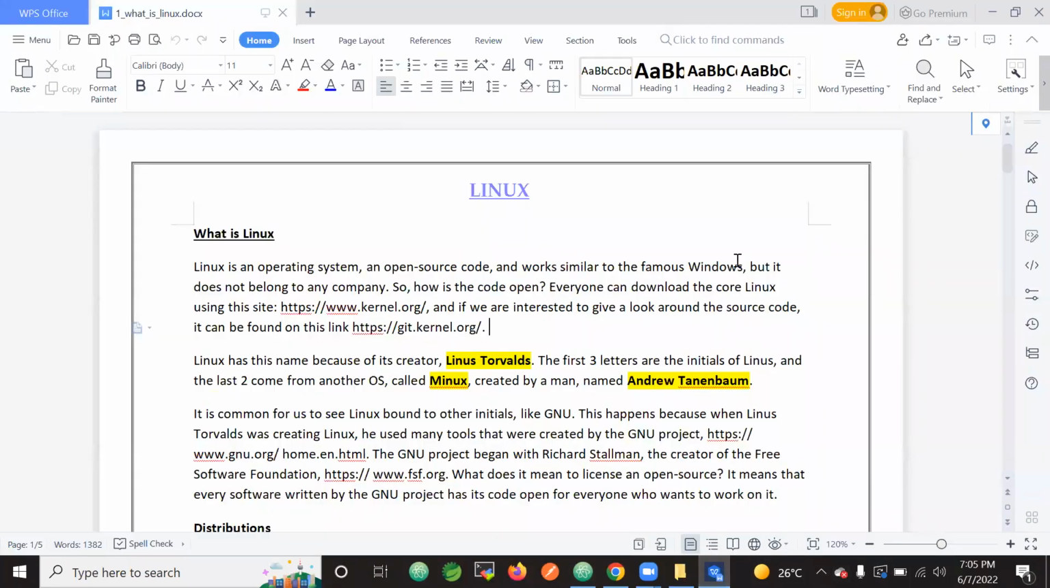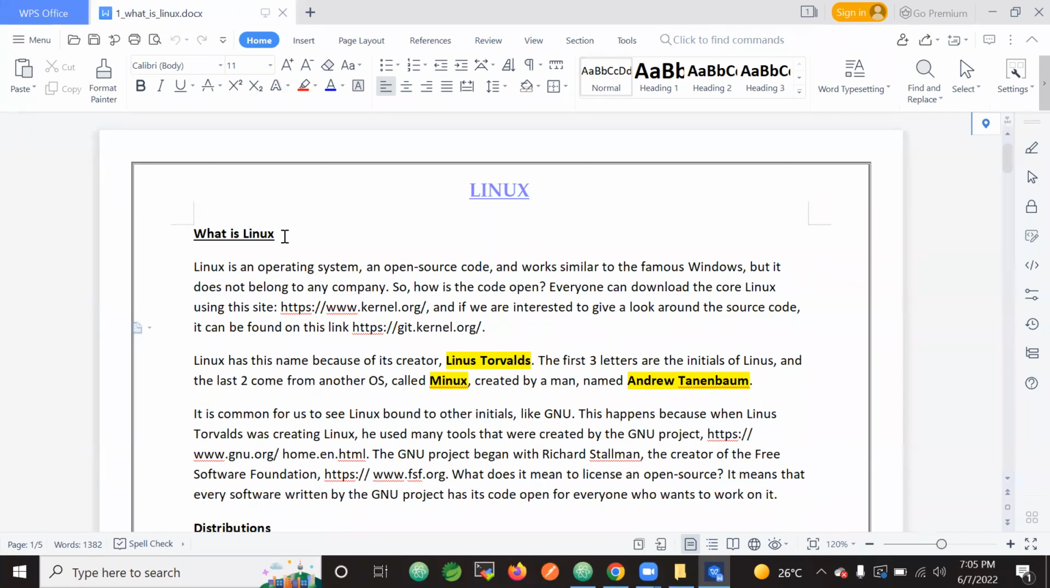The documents and materials are already prepared, and these documents will be shared with you. I have already shared them in the Google Classroom, so as soon as you join the Google Classroom, you will also get them.